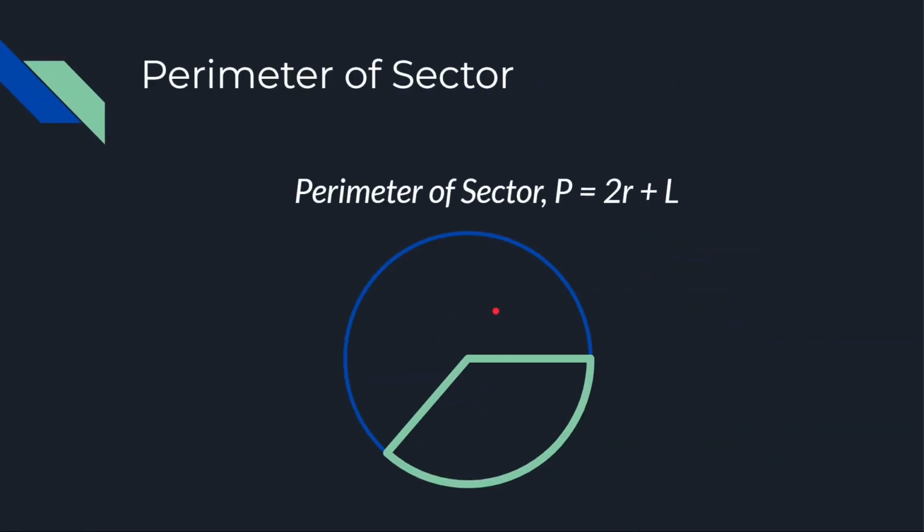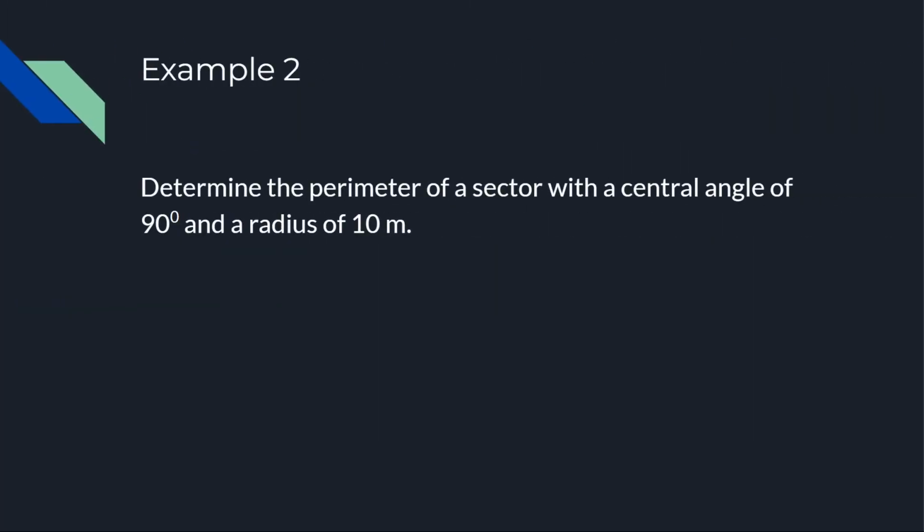Now that you know how to calculate the arc length, we can calculate the perimeter by adding the arc length to the two radii that form the sector. Let's look at this example. Determine the perimeter of a sector with a central angle of 90 degrees and a radius of 10 meters.